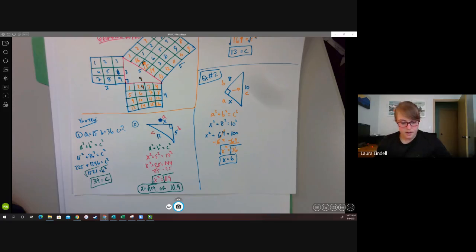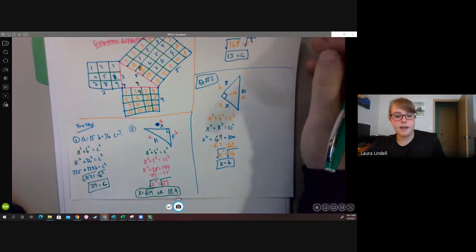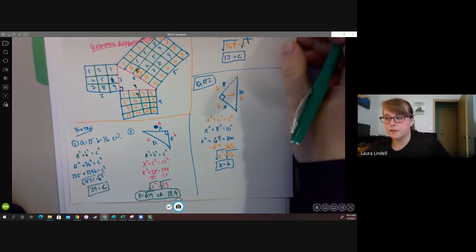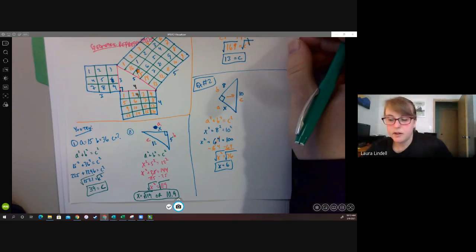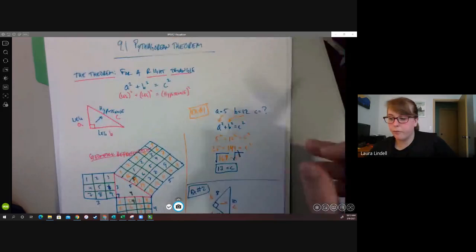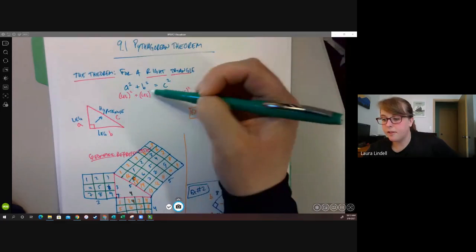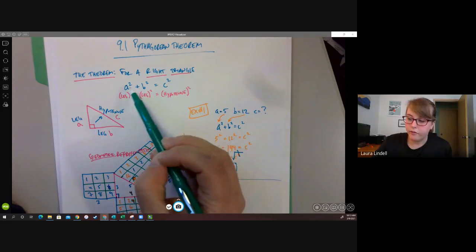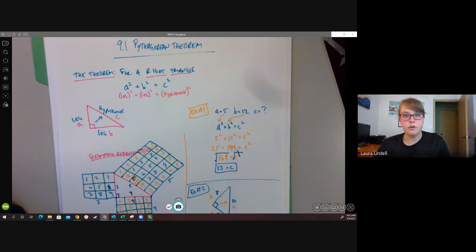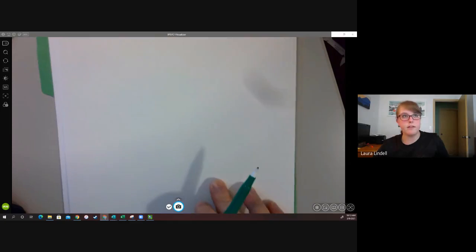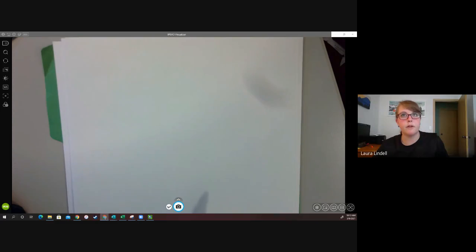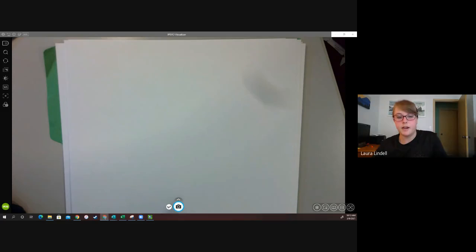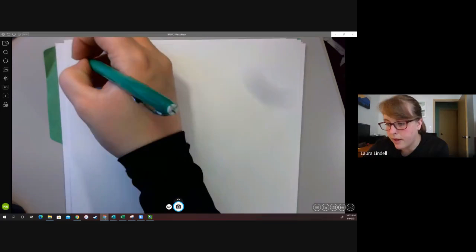Okay. Then the second thing that we have to talk about today is, so we talked about the Pythagorean theorem. Now we want to talk about the converse of the Pythagorean theorem. So the Pythagorean theorem says that if we have a right triangle, then this equation works out. The converse says if this equation works out, then you know you're working with the right triangle. So we can use the converse of the Pythagorean theorem to determine if we are working with a right triangle. So that's kind of nice. So that's what we're going to work with next.